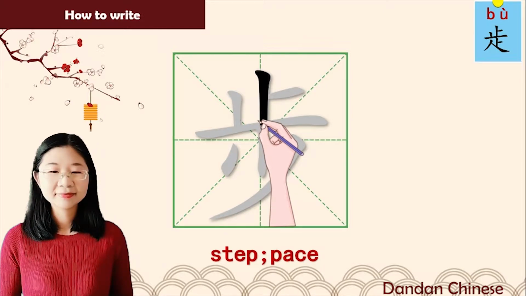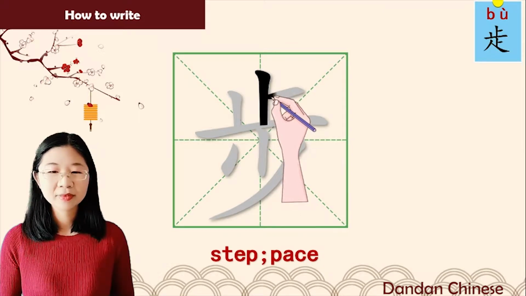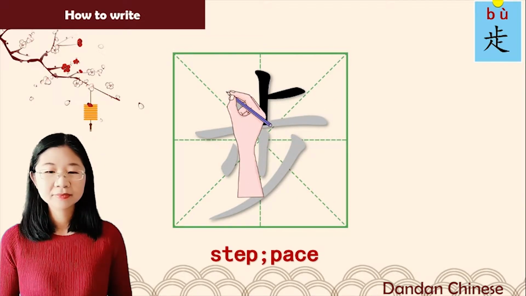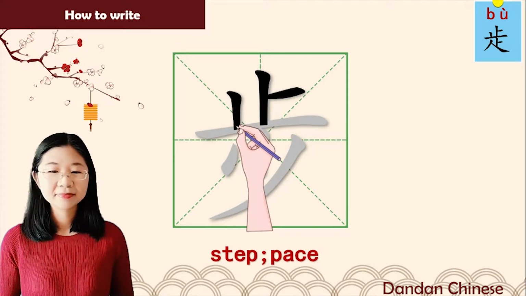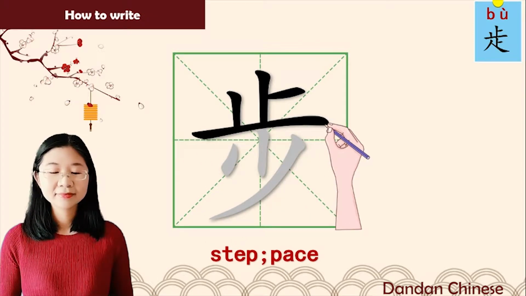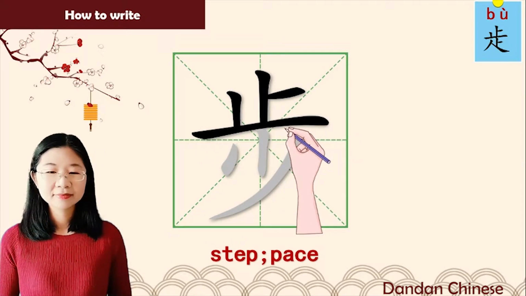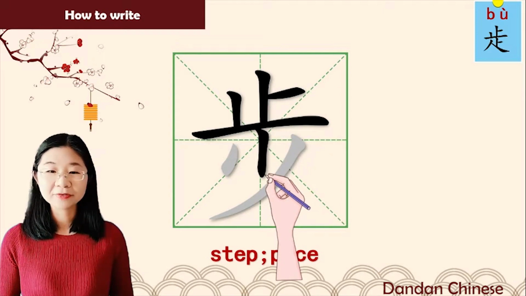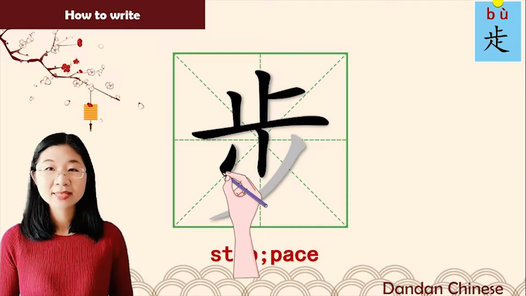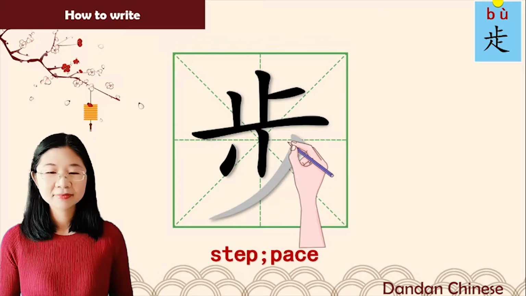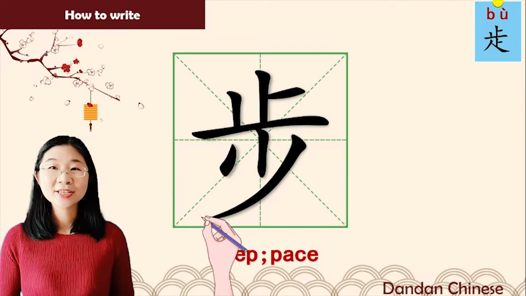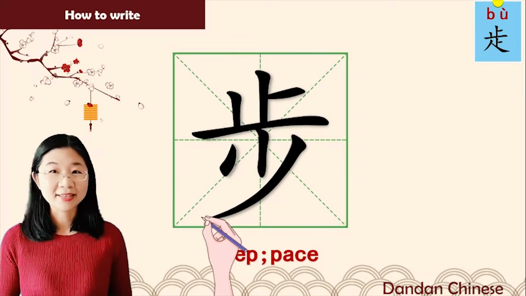One, 2, 3, 4, 5, 6, 7. Okay, so there are 7 strokes in this character.